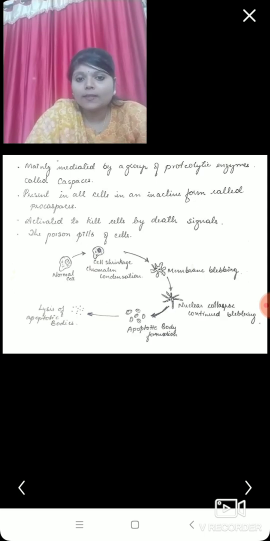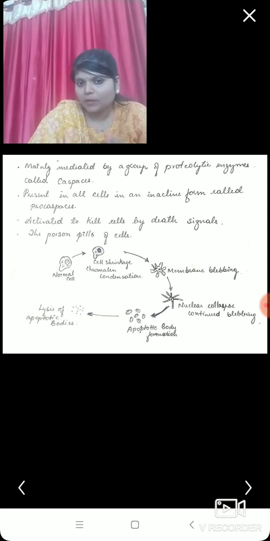They are present in all cells in an inactive form called procaspases. As I told you, the proteolytic enzymes are called caspases. These caspases are present in all the cells in an inactive stage. Once they get activated, then only the apoptosis is going to occur. They are activated to kill cells by death signals. The poison pills of the cells.